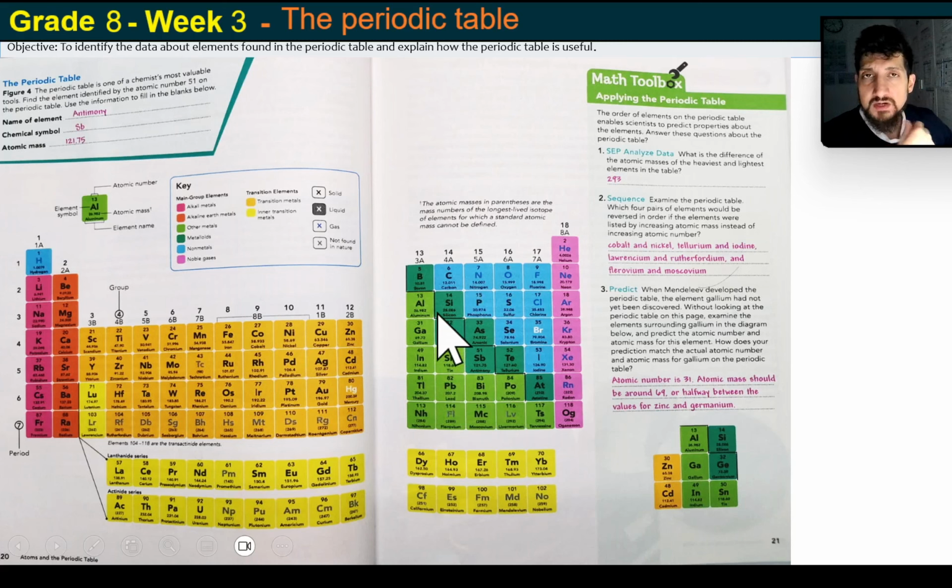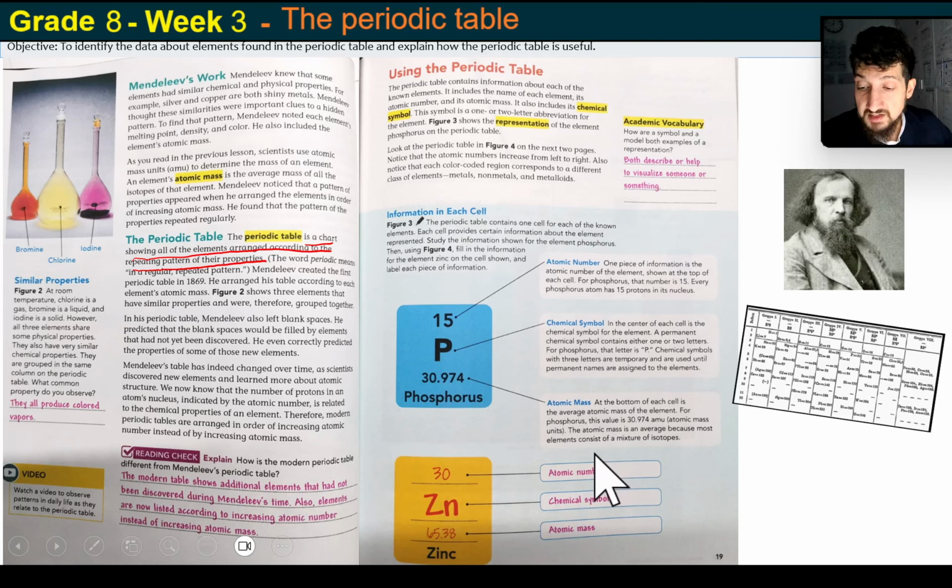It's also arranged by atomic properties. So what does that mean? What that means is it's not just randomly put in place, otherwise it'd just be a train, wouldn't it? It'd just be a straight line. As you can see, it's got this strange shape to it. Why does it have this strange shape? Well, the reason why it's got a strange shape is because it's in groups and it's in periods, okay? And we'll talk about those in a minute.